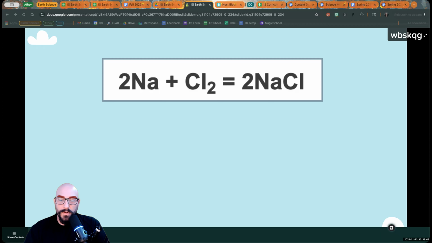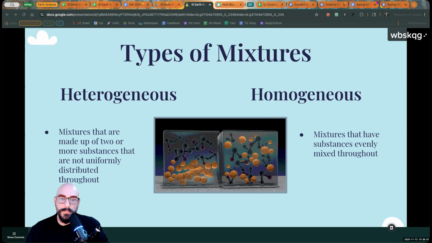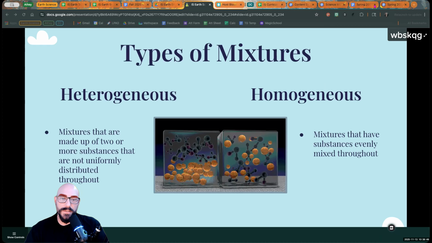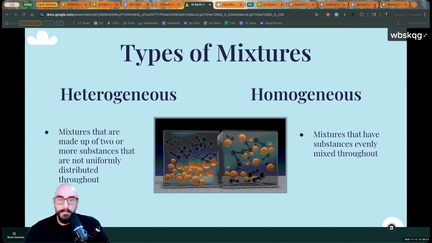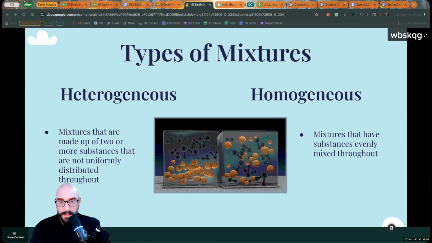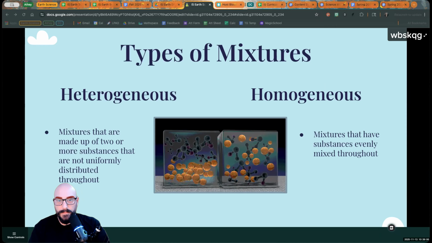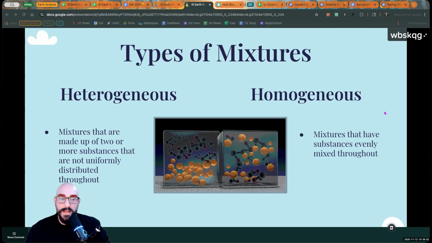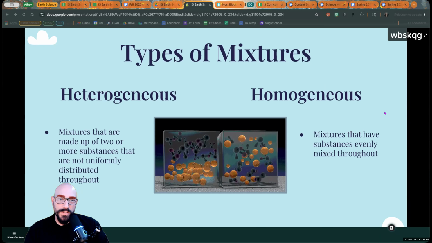Okay. Now we have two more vocabulary terms, right? We've got heterogeneous and homogeneous.